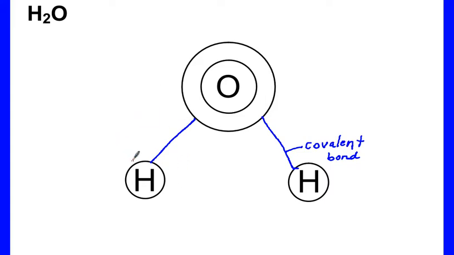So hydrogen's atomic number is 1, so that means that there's 1 electron on each hydrogen. And oxygen is 8. So in our first electron cloud, we should have 2 electrons, and then we should have 6 evenly spaced electrons on our oxygen.